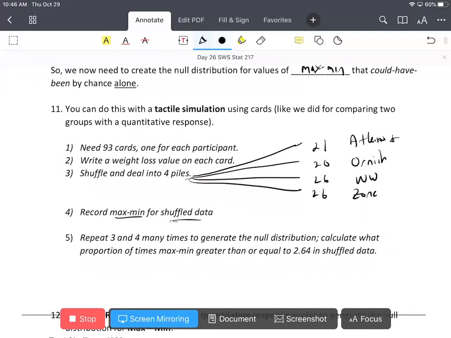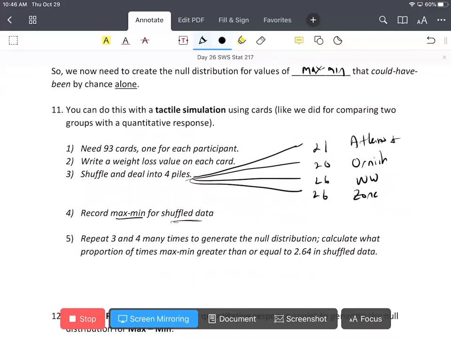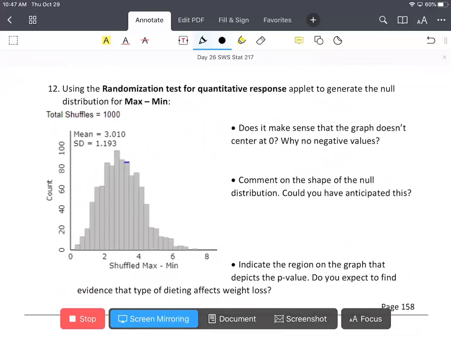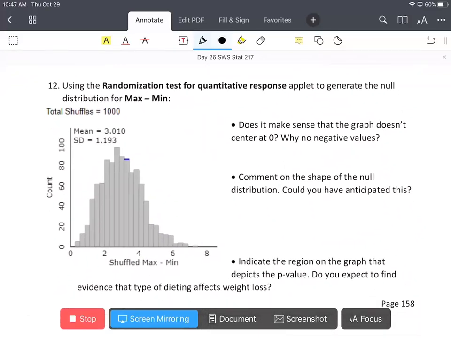So we need to repeat 3 and 4 many times to generate that null distribution and calculate. Then at the end, we're going to calculate the proportion of times that the max minus min is greater than or equal to 2.64. Because remember, we're looking at that max minus min statistic. So in the shuffled data, that would take a horrific amount of time, right? So what we really want to do is go into the applets. So we're going to once again use the randomization test for quantitative response applet to generate the null distribution for these. So we're first of all going to do it for max minus min.